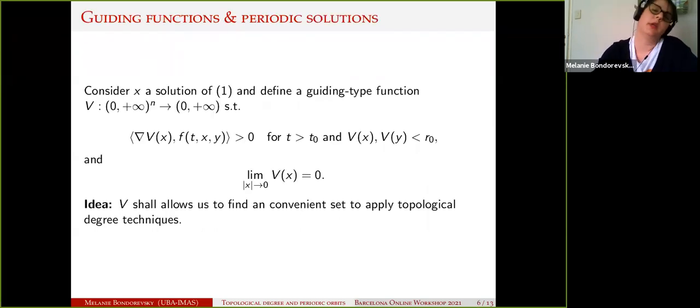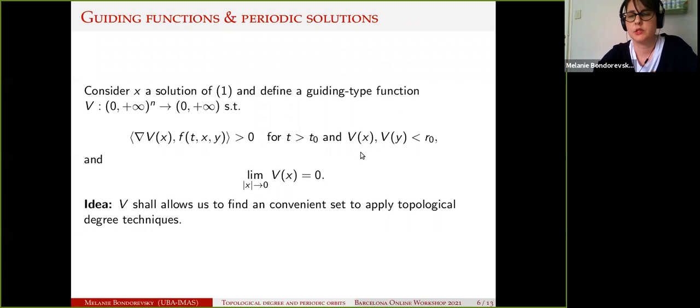So let's begin with the tools that are going to allow us to define this proper set that we're going to work with. So we will consider B a guiding function that verifies that this inner product between the gradient of B and f is positive around B(x), for |x| lower than R_0, and such that the limit of B(x) is 0 as the norm of x goes to 0. So this may be compared with Lyapunov mappings, but of course, instead of having this inequality, we would have a negative one in this part. And it's also said to be of guiding type, since the classic theory of guiding functions involves other kind of sets.